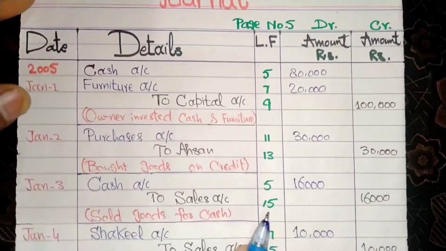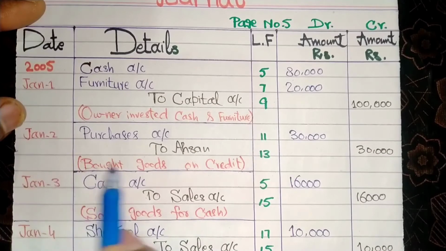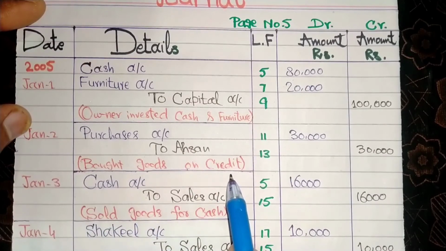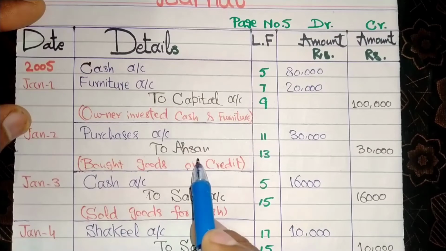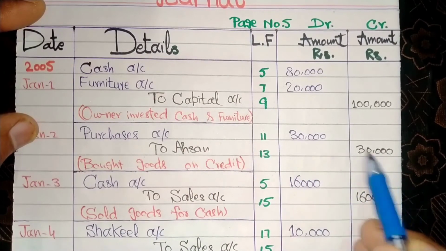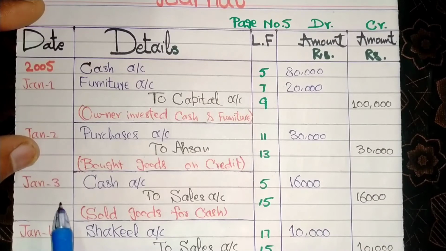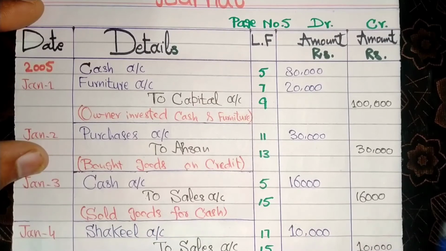The next entry is purchased goods on credit from Ehsan. On Jan 2nd, bought goods on credit. So the purchases account is debited and the Ehsan account credited, amounting to 30,000 rupees, with the same debit and credit. The third entry was sold goods for cash. Cash to sales, simple as that, amounting to 16,000 rupees.